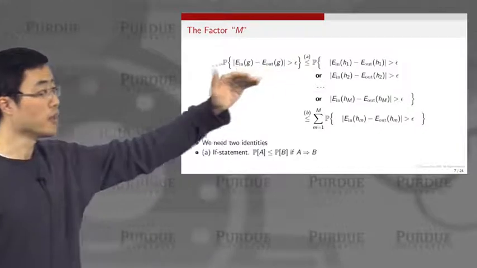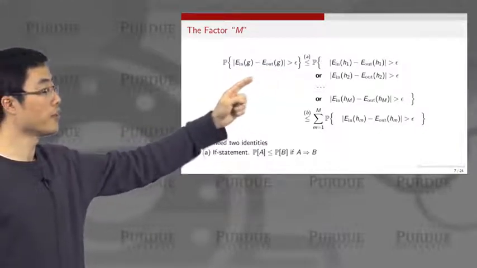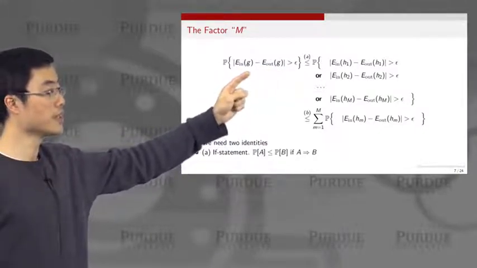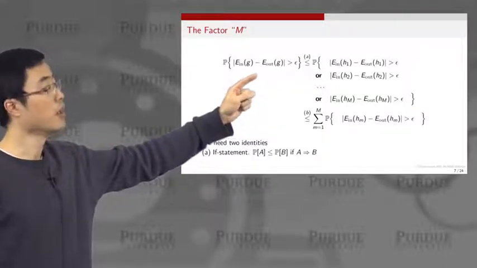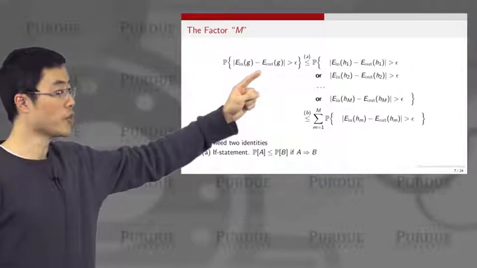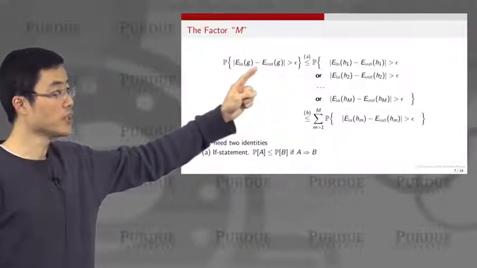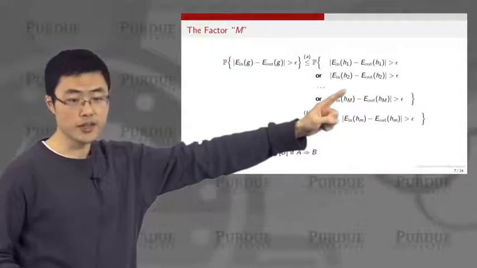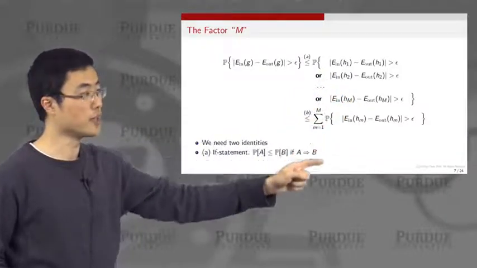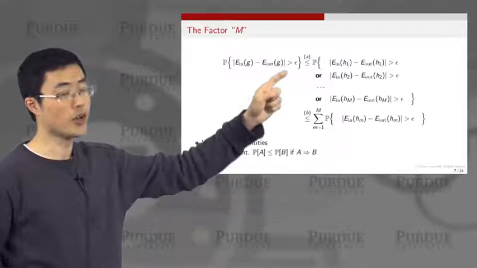Same for here, you're looking at this event of G, in-sample applied to G compared to out-of-sample applied to G. This is the event that you want to consider, and since this implies the other sequence of all events, according to the identity here, I will have a less than or equals to.